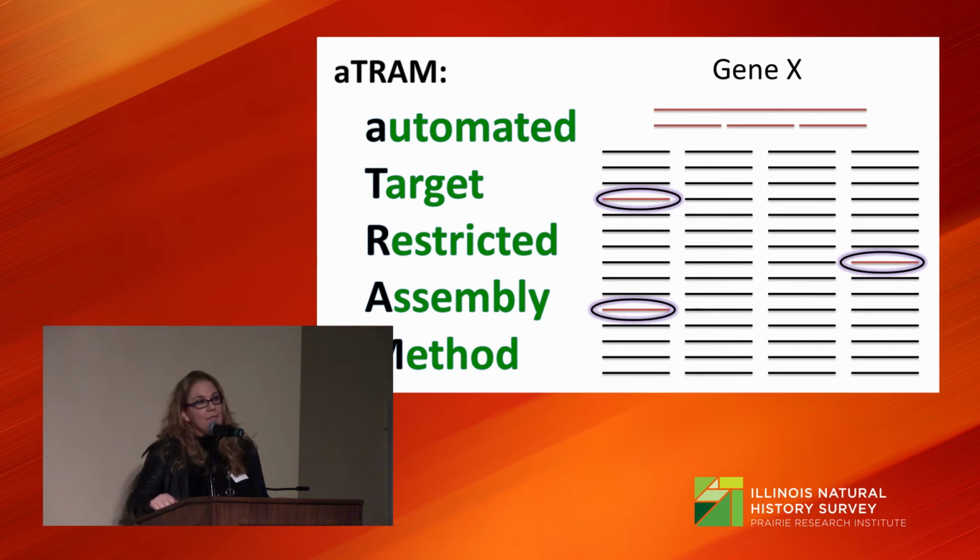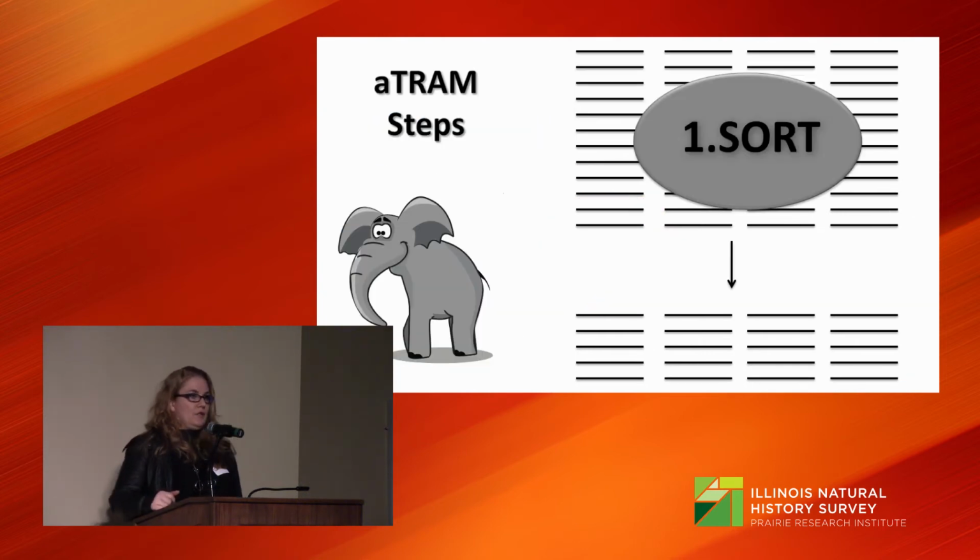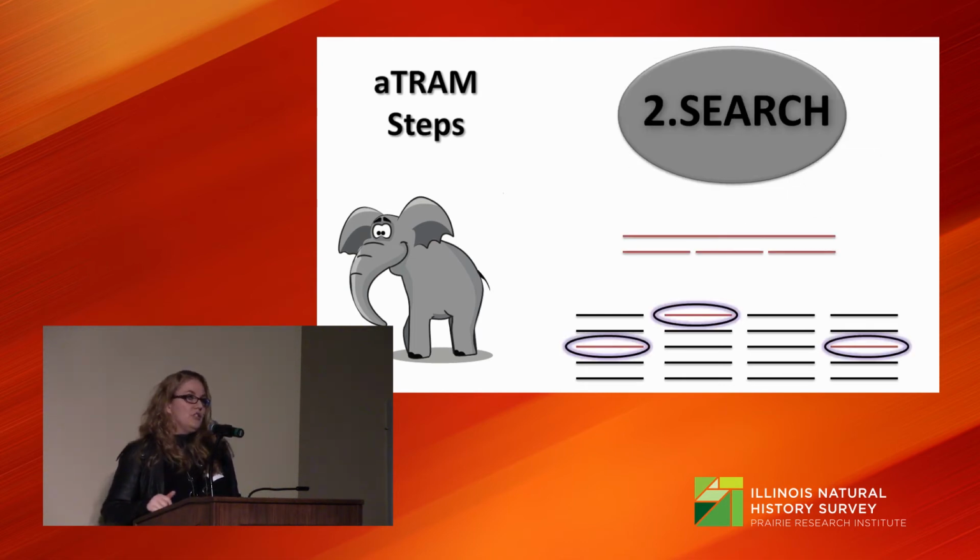aTRAM is really easy to run. There are only 2 steps in this process. The first step is the sorting step. So what the program will do is go through this large data set and sort it into tiny little databases that the program can easily search through. The next step is the searching step. So what the researcher will do is tell the program, this is the gene I want, and the program will then go through all those little databases and find the reads and assemble the specific gene and hand that back to the researcher. This step can be done over and over and over to find many genes.